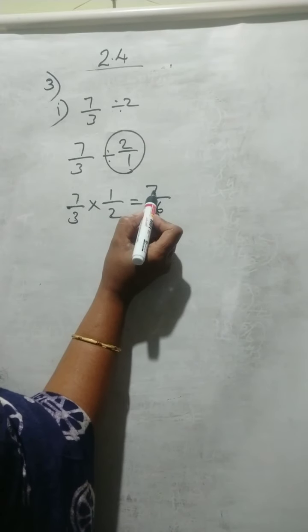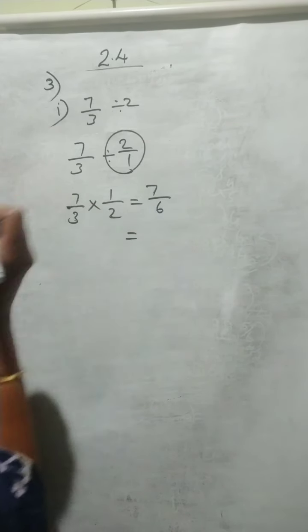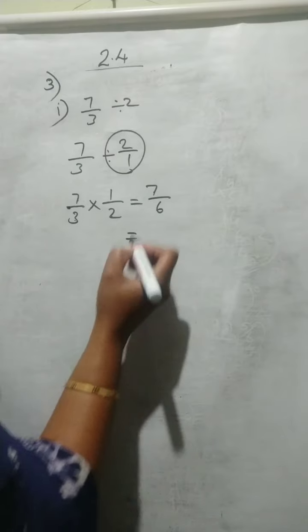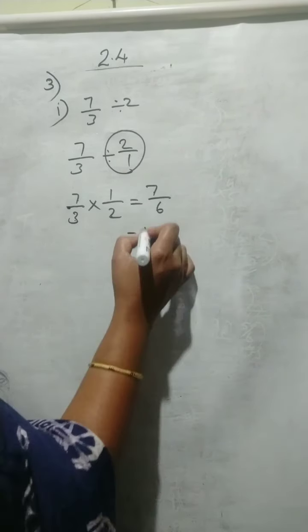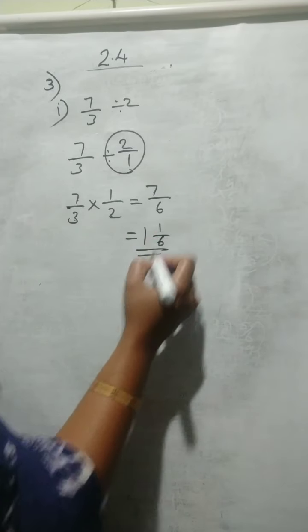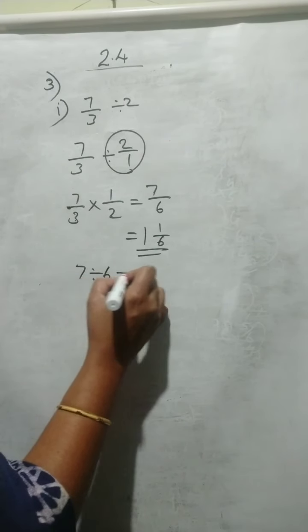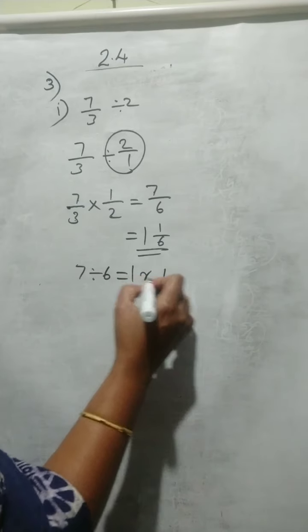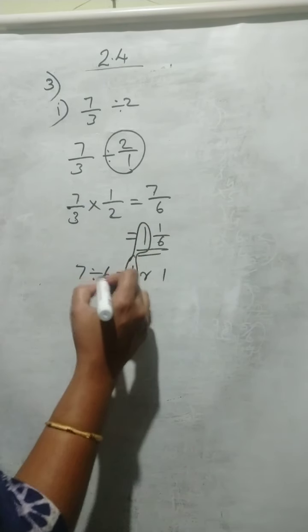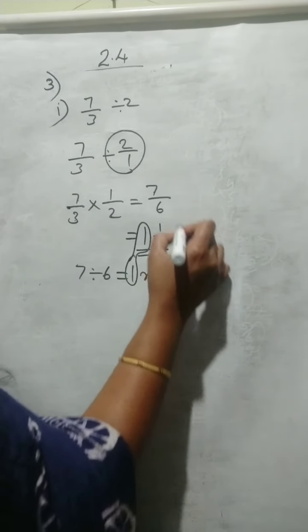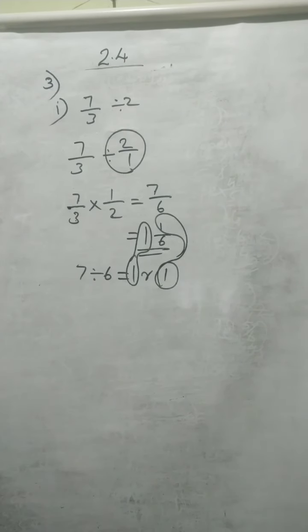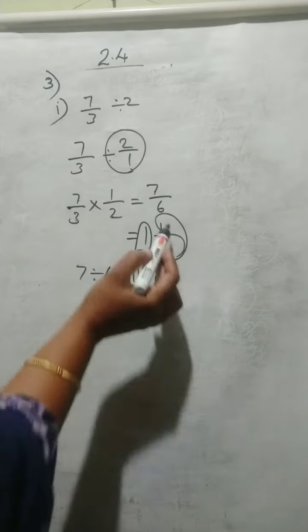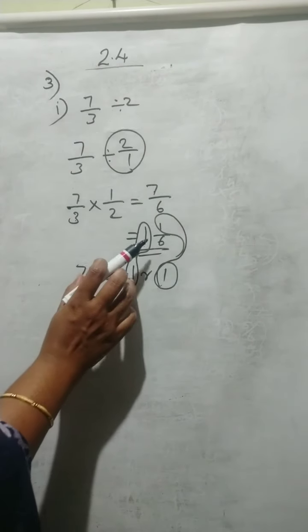Then here this is an improper fraction. That is, the numerator is greater than the denominator. So what can we do? Here we have to convert this into a mixed number. So 1 1/6. How will we get this? 7 divided by 6, then 1 remainder 1. This 1 will be the whole number. Then this 1 will be the numerator. Okay. Remainder will be the numerator and quotient will be the whole number.